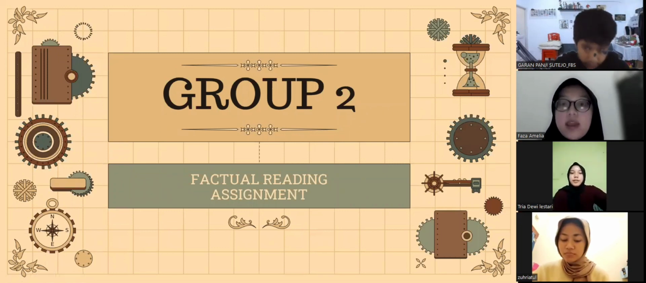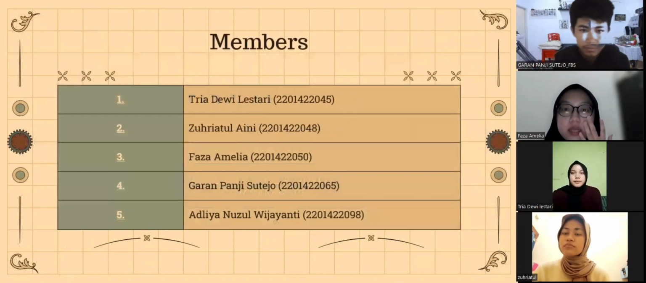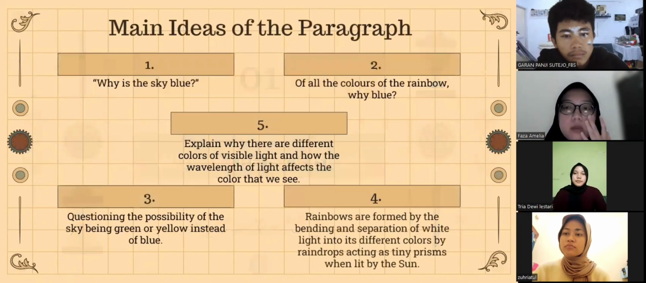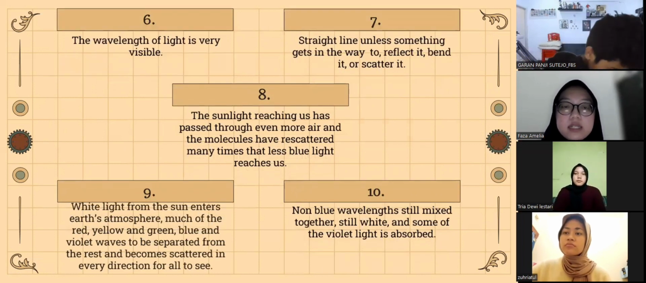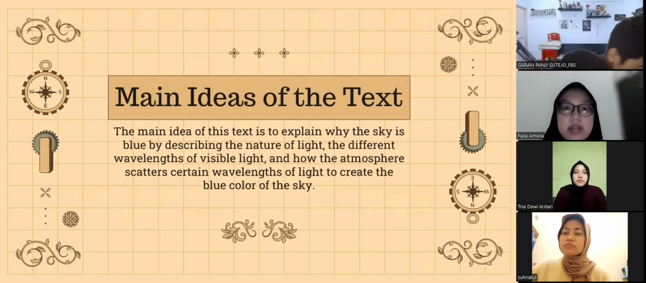We are from Group 2, and we will present about the factual reading assignment. Here are the members of our group, and next, we'll talk about the main idea. First, the main idea of each paragraph from text 1, which is "Why Is the Sky Blue?" Here are the main ideas of each paragraph. We can't read them because of the time limit. So this is the main idea of text 1.